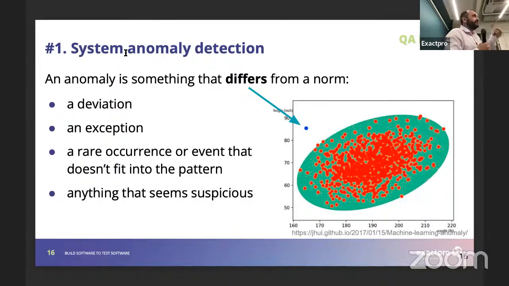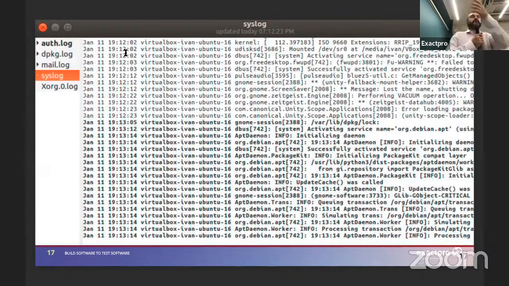But in order to figure this out, you need some definition of what the norm is. This is the more difficult part, because until you explain to the computer what the norm is, you can't say, okay, this is not the norm. But anyway, this is what we can do without labeling in advance. So this could be done by unsupervised learning. And the most typical example is log analysis.